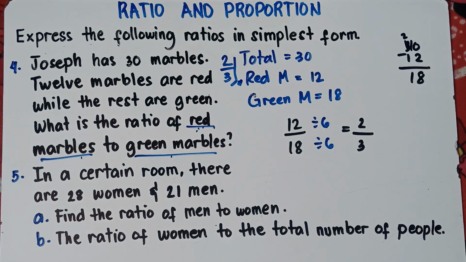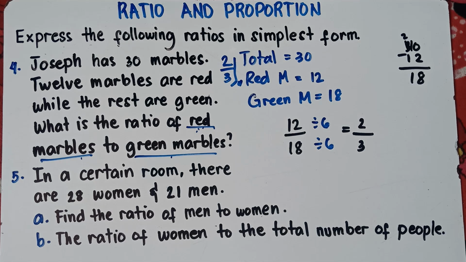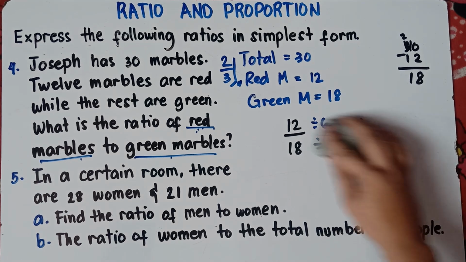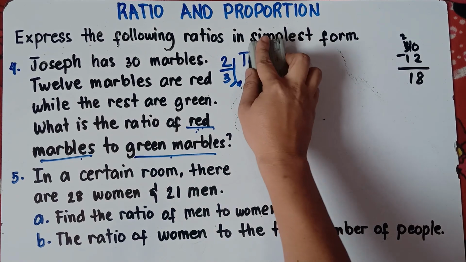Alright, let's try number 5. In a certain room, there are 28 women and 21 men. Letter A, find the ratio of men to women. And letter B, the ratio of women to the total number of people. Alright, so let's try that. Number 5.